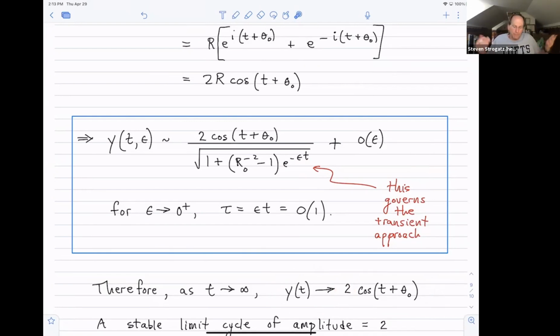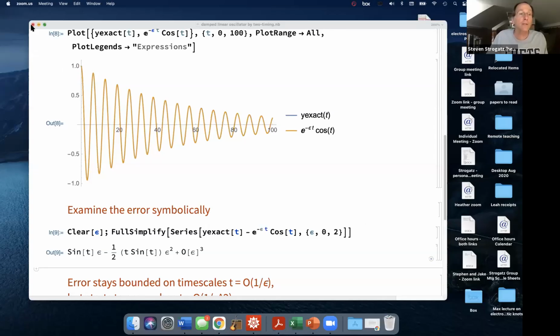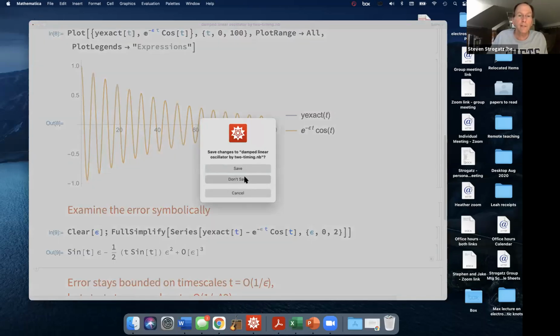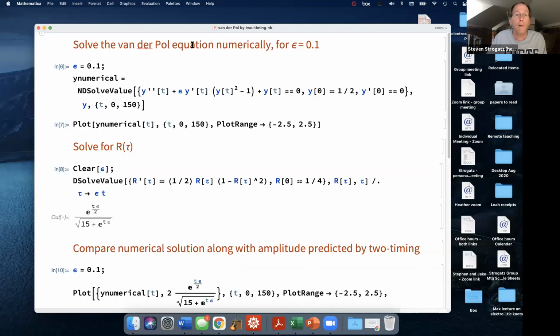And now let me show you what the computer has to say about this. So let me jump out of here and share my desktop. All right, so that was the old problem. Don't need to save that. And here's the van der Pol by 2 timing.